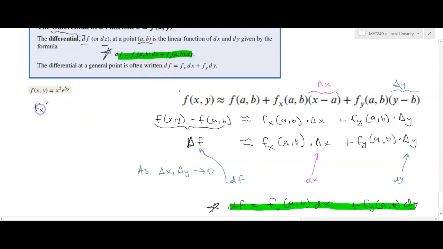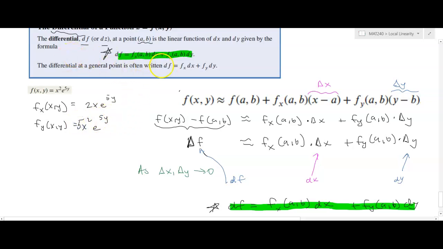So f sub x of x comma y is going to be equal to, holding y constant, the derivative of x squared is 2x, so we get 2x e to the 5y. And f sub y, the derivative with respect to y, holding x constant, so x squared, the derivative of e to the 5y with respect to y is e to the 5y, times the derivative of 5y, which is 5.